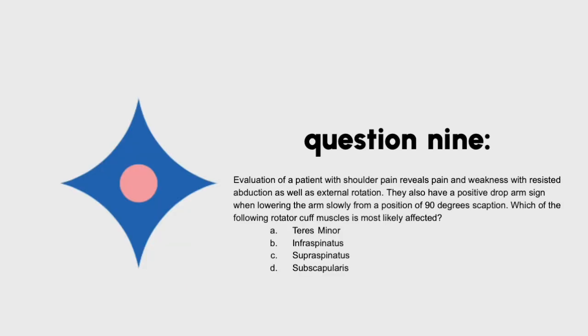Question 9, the best possible answer here is C. The tests described are really the drop arm test for supraspinatus, and the positioning of resisted abduction and external rotation is sort of a full can positioning. It describes most clearly a supraspinatus lesion.